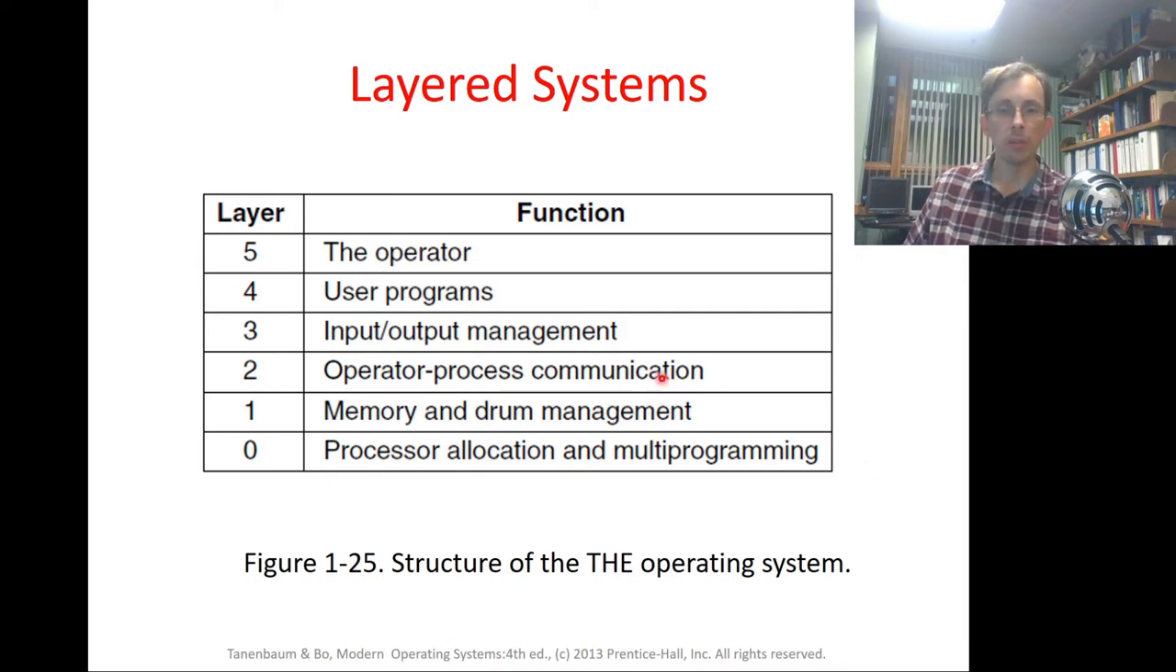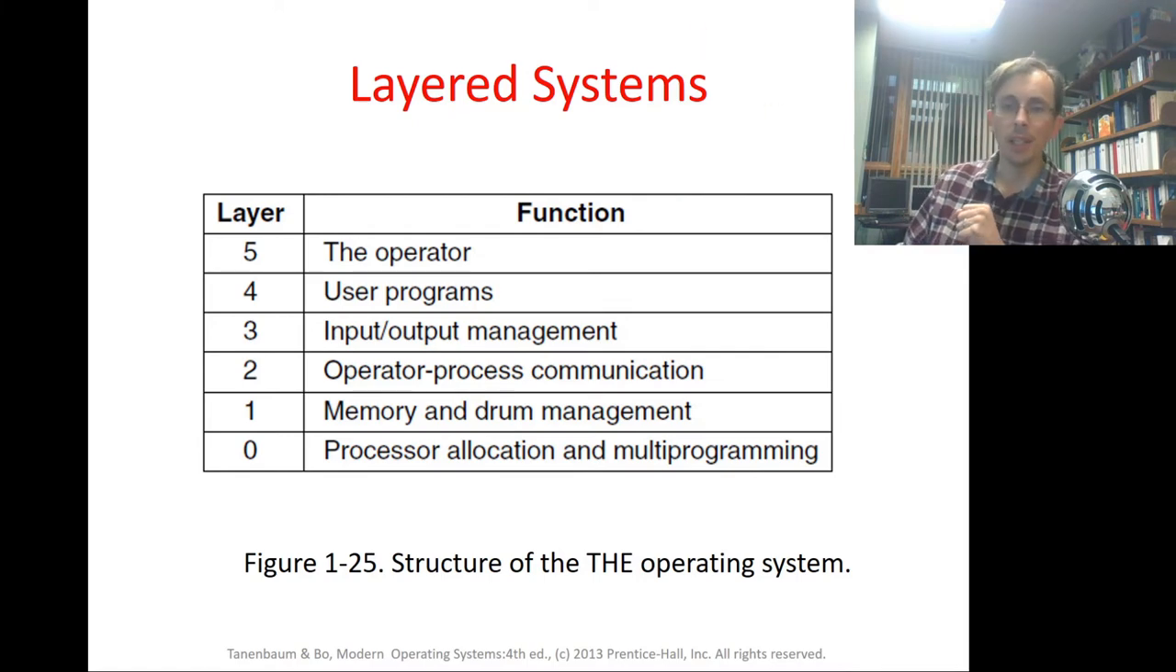Layer two did the communications between the processes and operator consoles, so anything above here didn't have to worry about IPC type things. Layer three is your input/output management, which is working with I/O devices, buffering streams to and from so that user programs could just use abstractions to do reading and writing of files and all that stuff, not worrying about managing the streams and clearing out buffers. And then layer four programs didn't have to worry about process elements, I/O management, that sort of thing. So now obviously layer five is the operator.